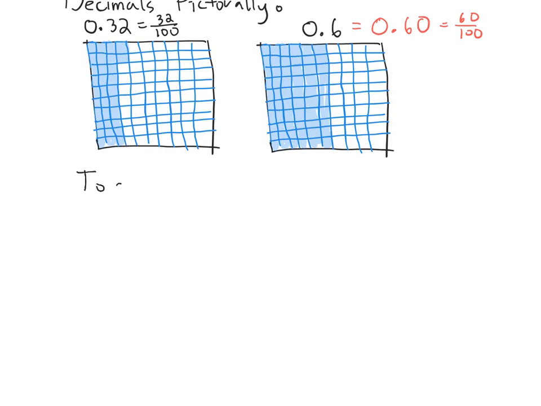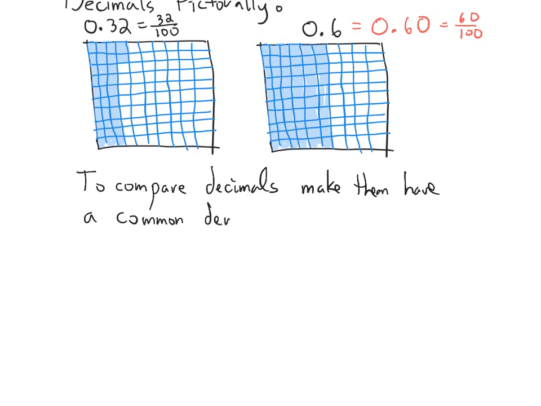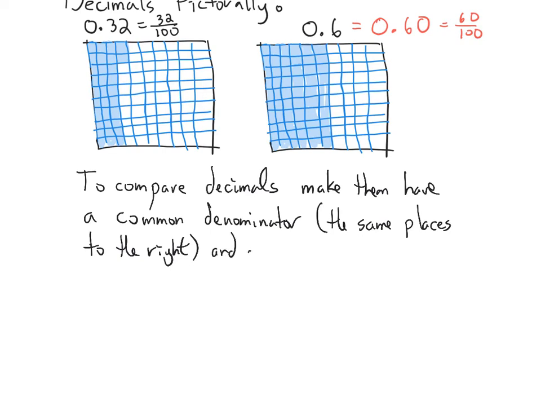To compare decimals, make them have a common denominator, or what that really means in terms of place value is the same places to the right, and compare as normal.